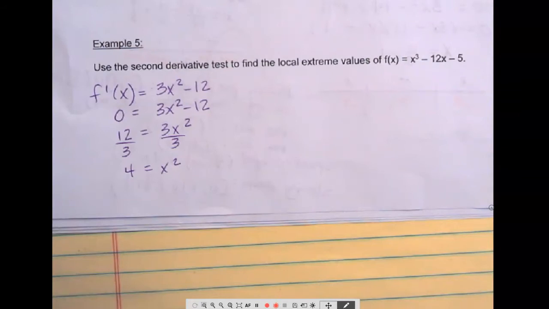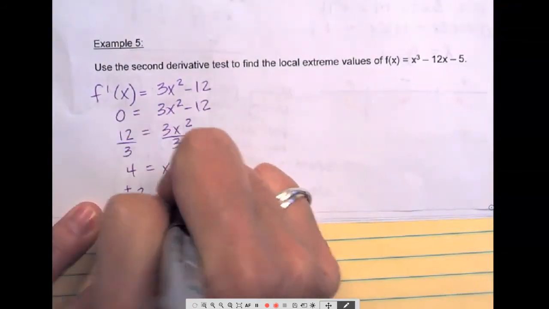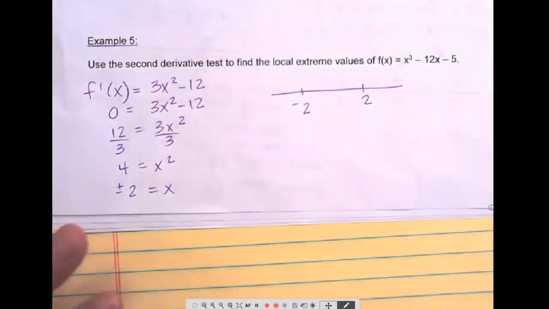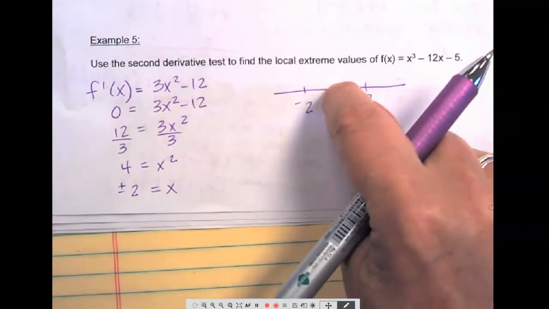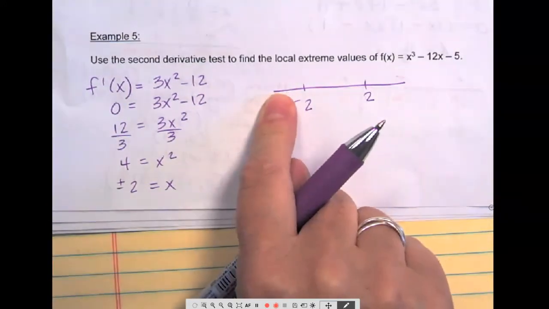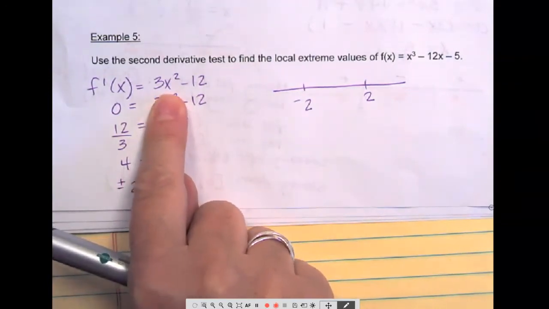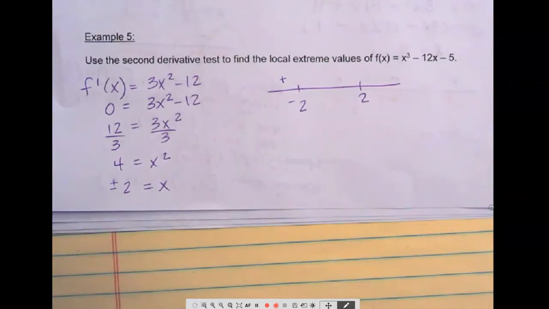Okay, if I square root this, what am I at? 2. Plus or minus 2. Okay, sign chart. Negative 2 is smaller, positive 2 is larger, so put them in the appropriate place. That gives me 1, 2, 3 regions to test. Okay, let's take negative 3 and plug it into this derivative. Do I get a positive or a negative? Positive number.